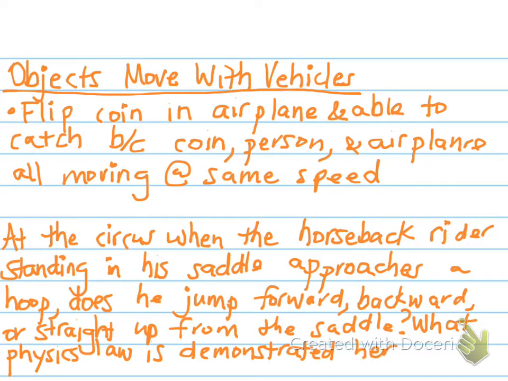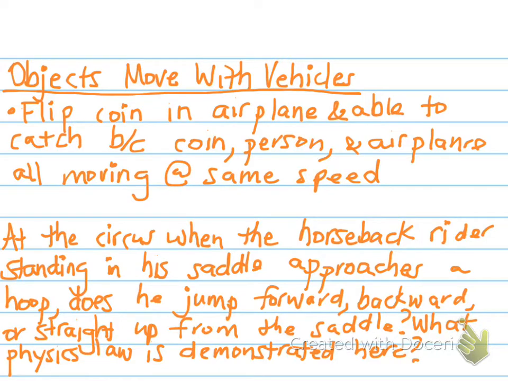So think about that for a moment and see if you can come up with an answer on your own. Maybe you've seen this before. We have a person on a horse, and they're standing up in the saddle and they're coming up to a hoop that's at the height of the person. So to continue, the person has to do something. They can't stay standing on the horse. They're going to have to jump. So the question is, does this person standing on the horse jump forward through that hoop? Do they jump backward through that hoop? Or do they jump straight up from the saddle to go through that hoop?